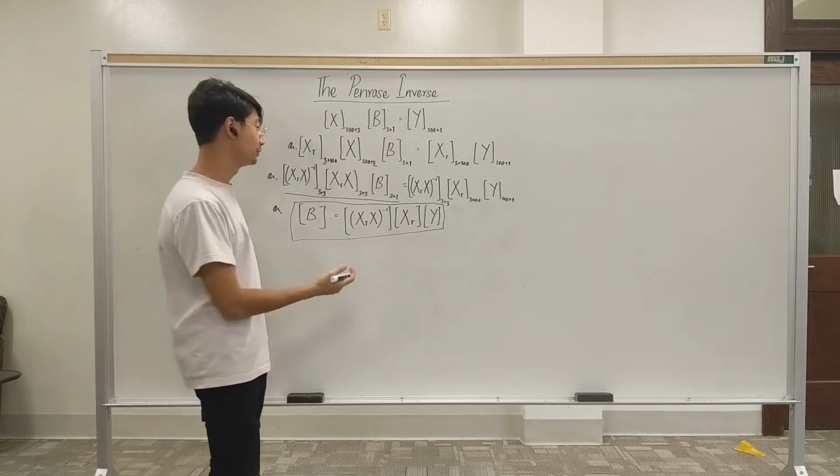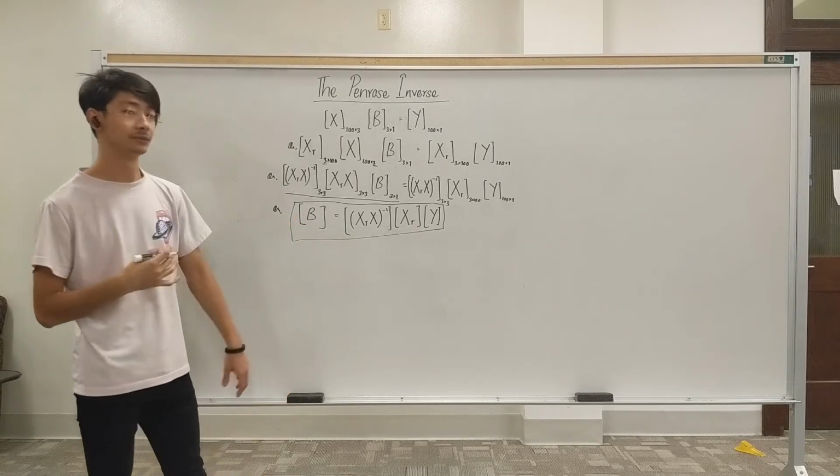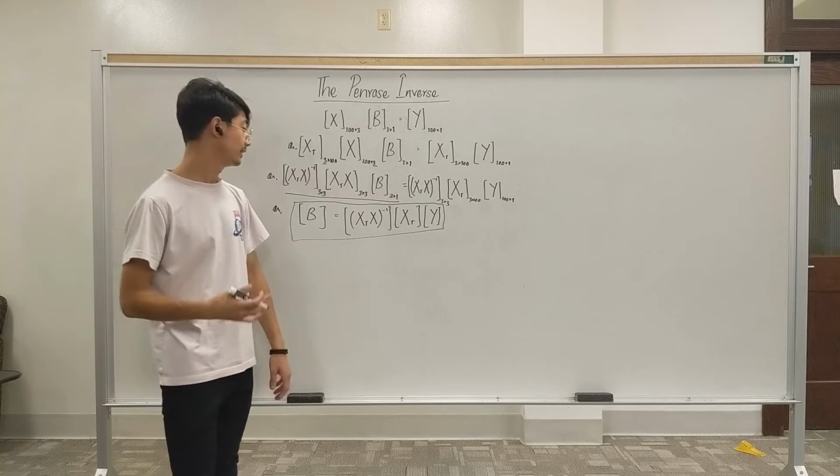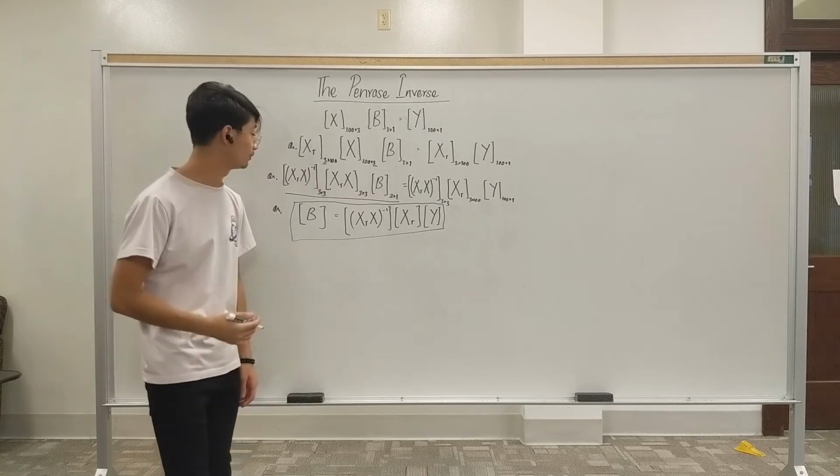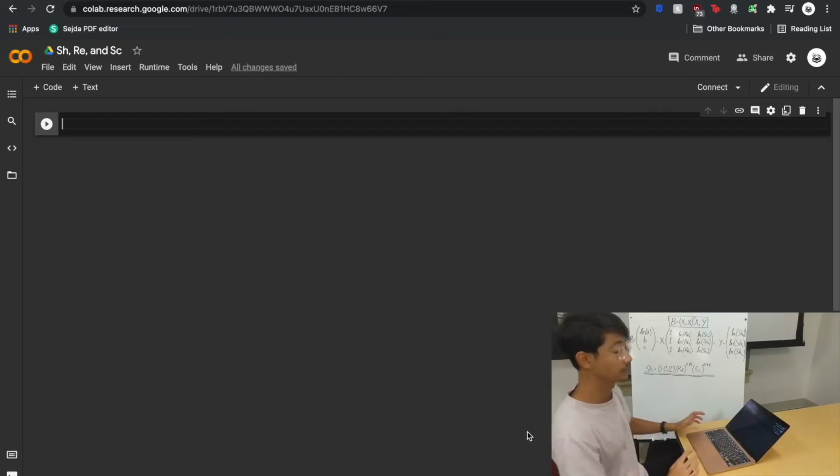We are not going to do that on the board. We're going to code that out in Python, and let's see what values we get for A, B, and C. All right, so now we're in Python, and we're going to solve the Penrose inverse in order to find what the actual values of our constants A, B, and C are going to be.